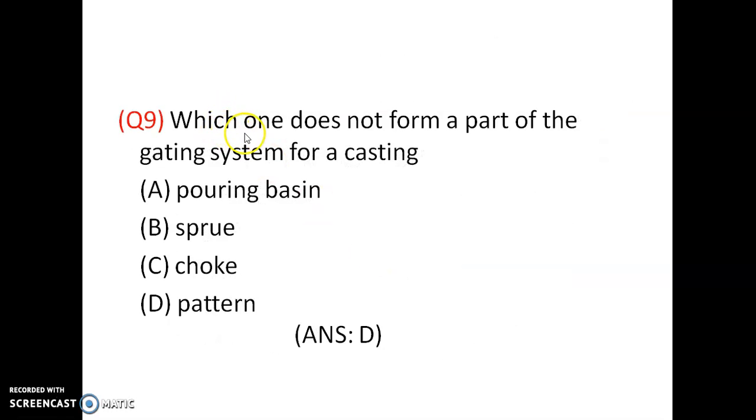Next question. Which one does not form a part of the gating system for a casting: pouring basin, sprue, choke, or pattern? In casting, the pattern is removed after the molding process. The gating system consists of pouring basin, sprue, and choke. So the pattern is not present in the gating system. Option D is correct.